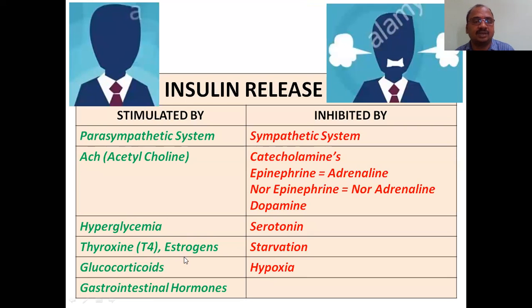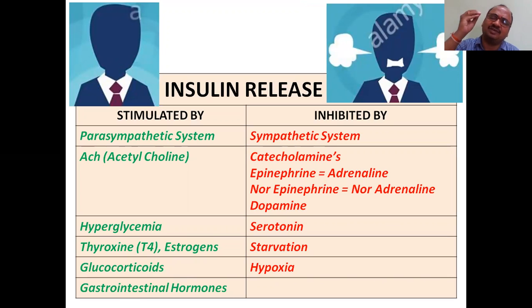Thyroxine, T4, estrogen hormones, glucocorticoids, gastrointestinal hormones all stimulate it, in the parasympathetic system. All the juices in our body are freely released in the parasympathetic system only. If you are cool and calm, your body will start secreting all the juices and all the hormones, and you'll be happy.